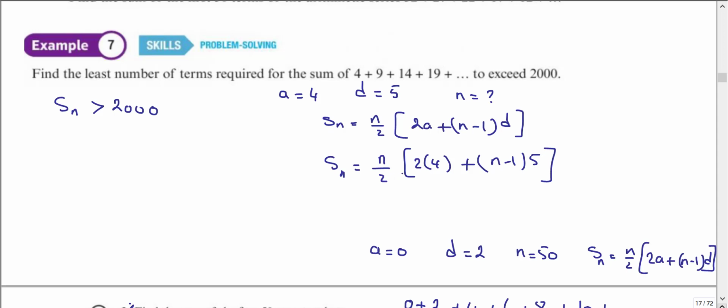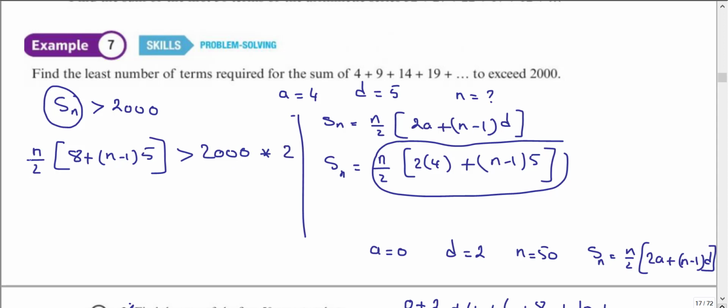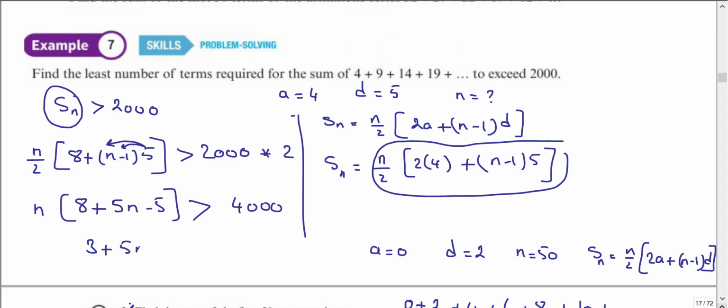So what to do? Go to Sn greater than 2000 and replace Sn with n divided by 2 times 8 plus n minus 1 into 5, greater than 2000. You can simplify by multiplying both sides by 2 to cancel the fraction. You get n into 8 plus n into 5n minus 5, greater than 4000. Now minus 5 and 8 is simply 3, and there's also n here, that's more than 4000.